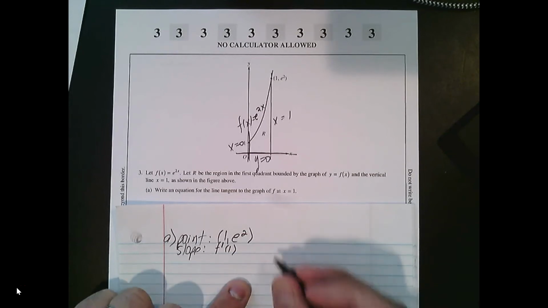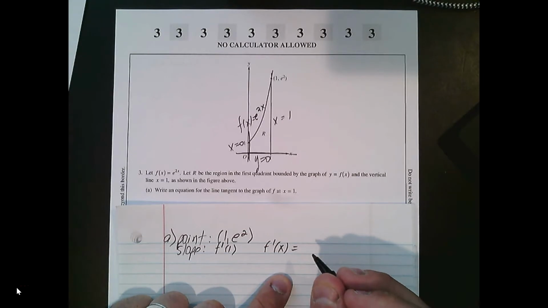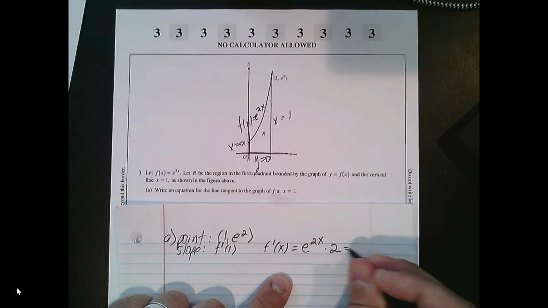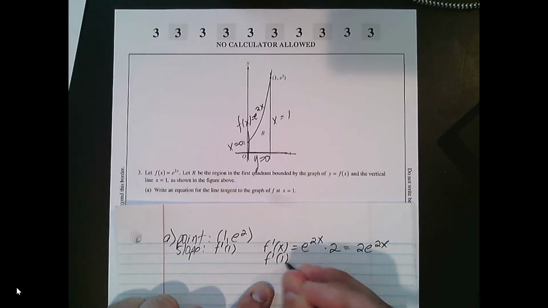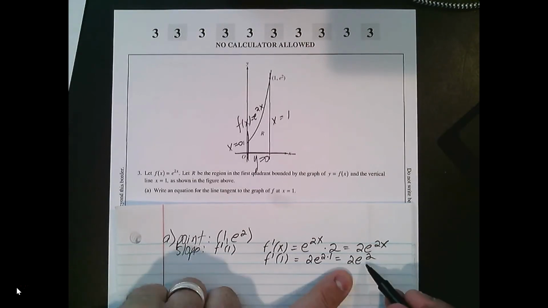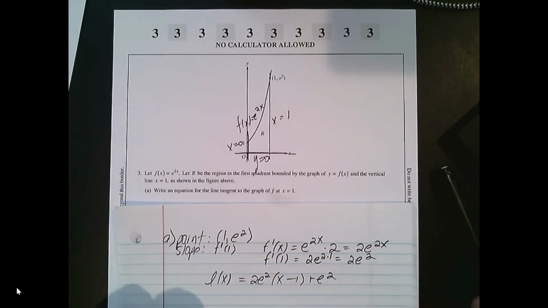at x equals 1. So first we find f prime of x. Well, f of x is e to the 2x, so the derivative is e to the 2x times 2, or even better, 2e to the 2x. The derivative evaluated at 1 is 2e to the 2 times 1, or 2e squared. That's the slope. We have the point. The equation for the tangent line then is going to be L of x equals 2e squared times x minus 1 plus e squared. That's it.